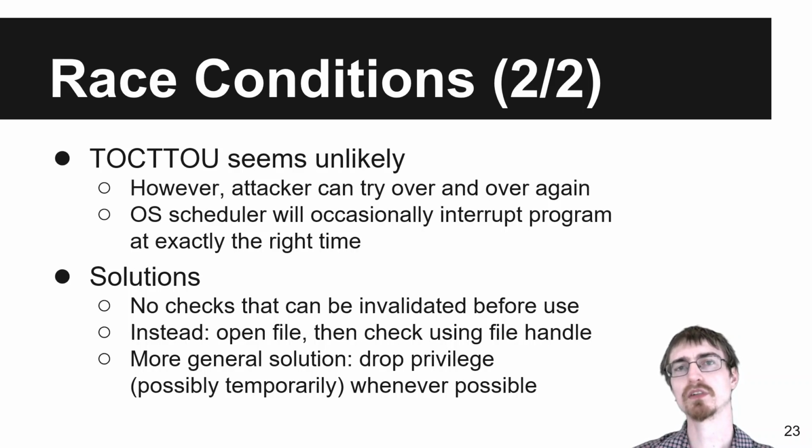Well, this works for particular cases where the suitable system calls are available to work on open files. If this is not the case, or if opening the file is in itself already an issue, for example, if we create the file if it doesn't exist, we need to be more careful. Well, there's also a general solution, and this is simply to drop privilege whenever possible. And this is generally desirable. You don't really want to have more privilege than you need.